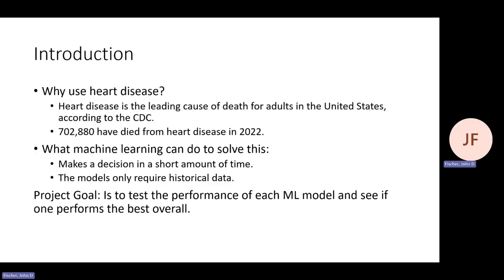But what can machine learning do to combat this? Well, machine learning can make a decision in a short amount of time, and the models only require historical data. So they don't require any complex training. They just need historical data that's already being recorded.